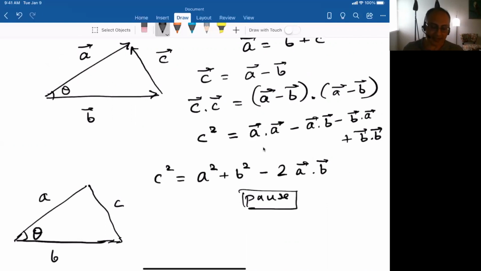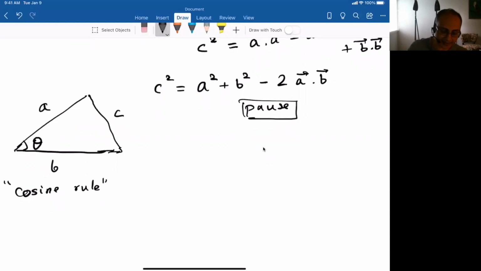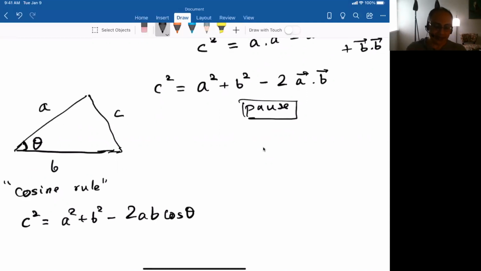Now, for any triangle, there is something called a cosine rule. Are you guys familiar with the cosine rule? Does that ring a bell at all? The cosine rule gives you a relationship between the sides of any triangle. It's true for any triangle. And the cosine rule goes like this. C square will be equal to A square plus B square minus 2 times A times B cosine theta. So if A and B make an angle theta, then the relationship between the three sides of the triangle will be C square is equal to A square plus B square minus 2AB cosine theta. Have you guys seen this at some point, the cosine rule?